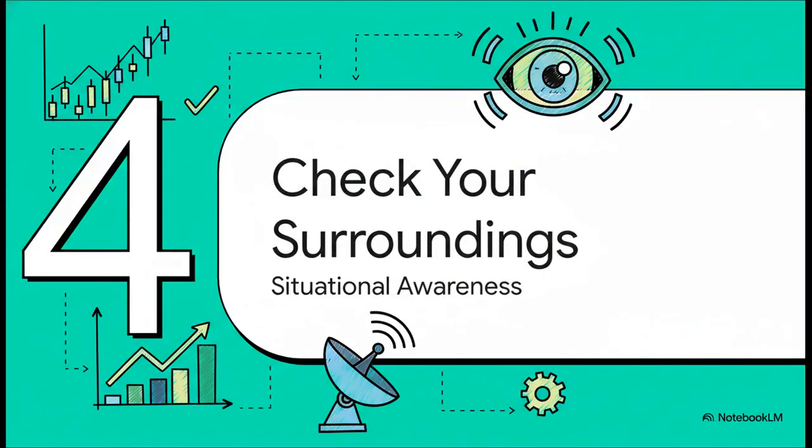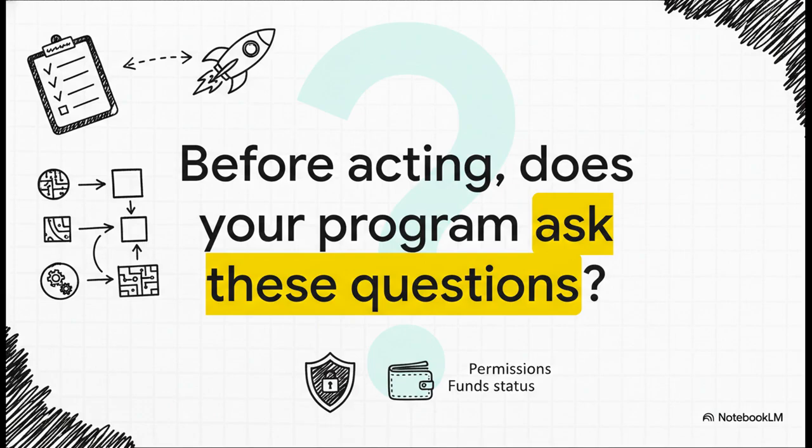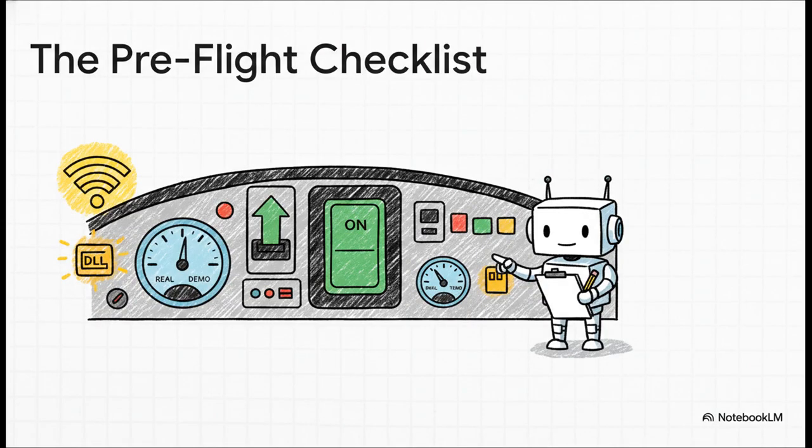A truly tough bot does more than just run a strategy and handle a few errors. It's got what you might call situational awareness. It actually understands the environment it's running in before it tries to do anything. I like to think of this as the bot's pre-flight checklist. Seriously, before it even thinks about placing a trade, a smart program has to ask itself some really basic questions about its current status and what it's allowed to do. And the great thing is, MQL5 gives you all the tools you need to get those answers.